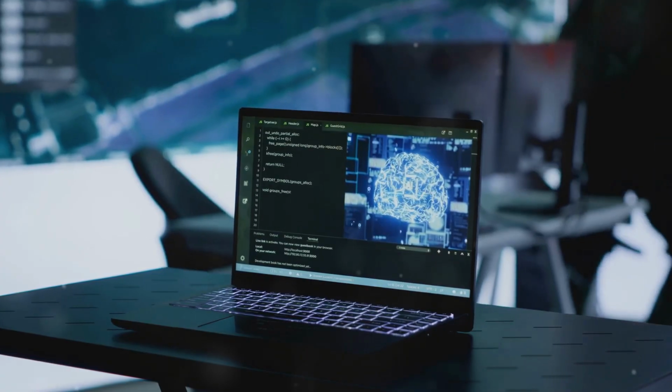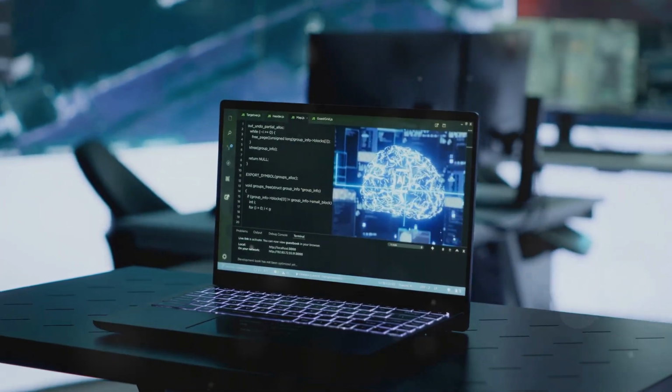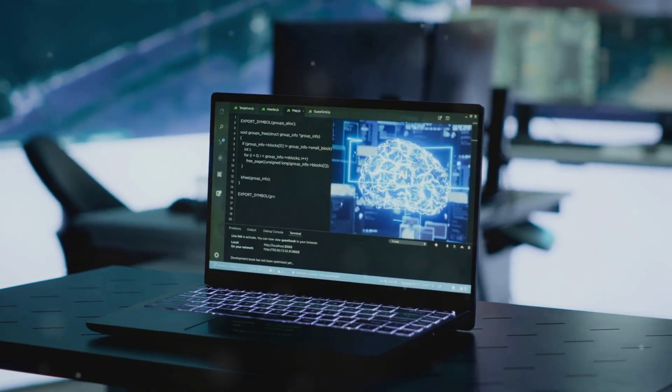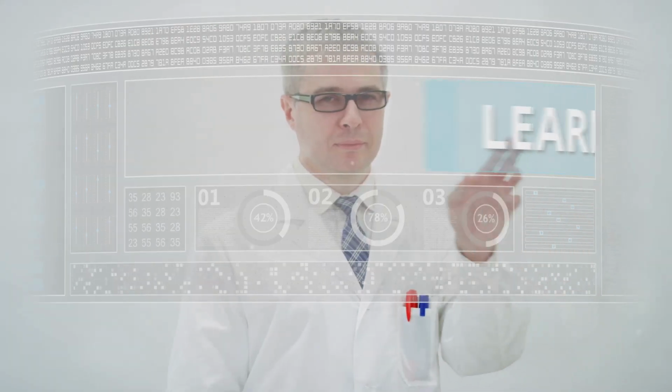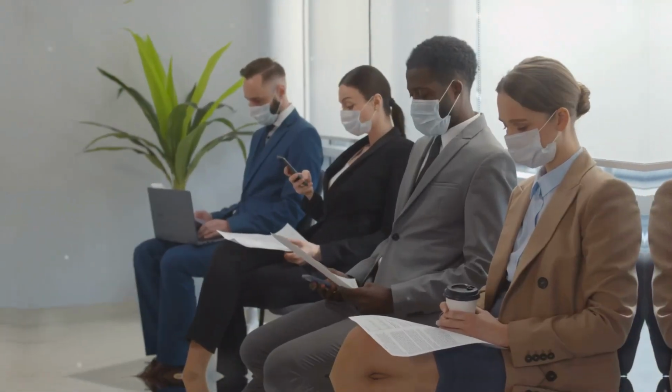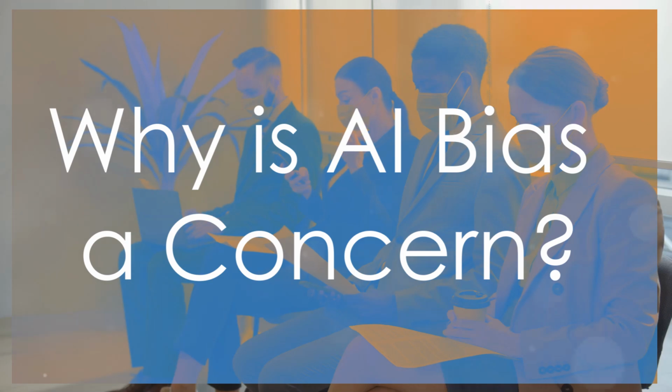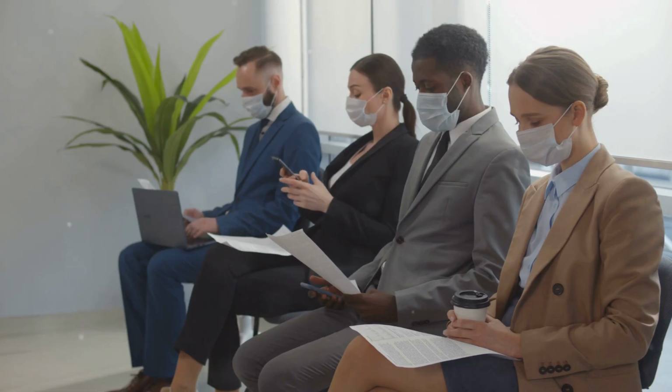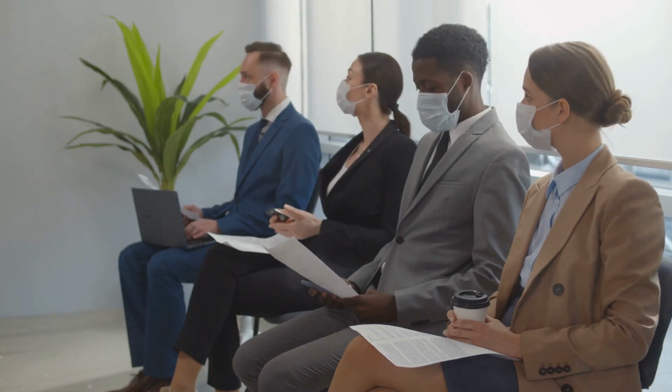So what is AI bias? AI bias occurs when an algorithm produces systematically prejudiced results due to erroneous assumptions in the machine learning process. You might wonder why this matters. AI tools that reflect bias can lead to unfair decisions, especially in critical areas like job recruitment, law enforcement, and healthcare, affecting real people in tangible, often harmful ways.